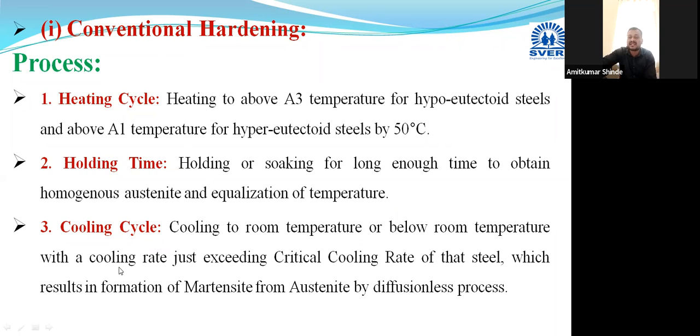Whichever cooling rate you are selecting, that cooling rate should exceed the critical cooling rate of that steel. Critical cooling rate is the cooling rate which just touches the nose of the TTT diagram, or which just bypasses the nose of that diagram. You have to do faster cooling than that critical cooling rate to get martensite from the austenite by diffusionless transformation. This is the hardening heat treatment process.